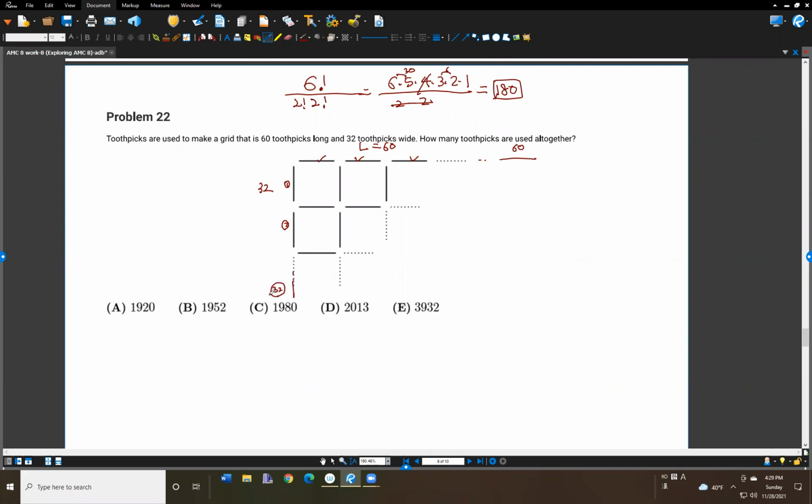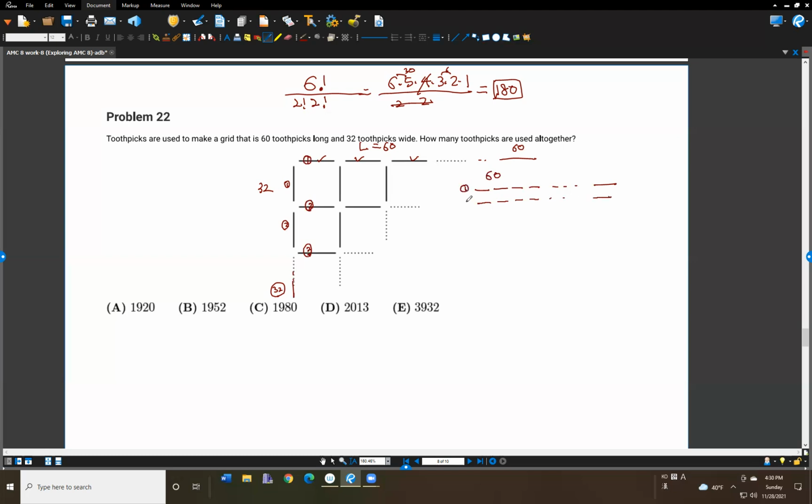But we're going to find the total number of 2-inch spacers used to construct this. How can you find this one? Separate it. The horizontal part is 1, 2, 3, 4, 60 there. But how many of 60?